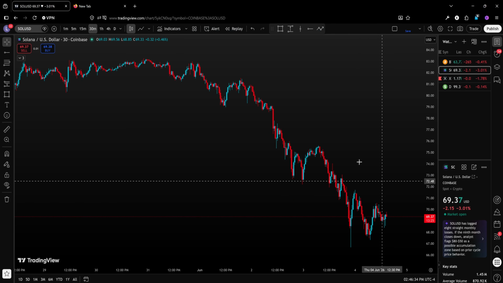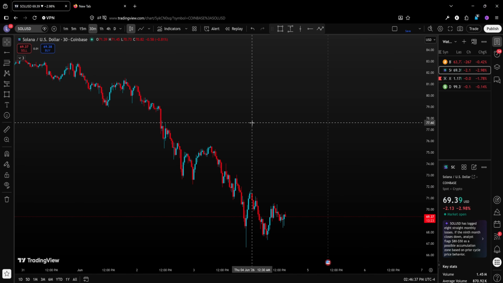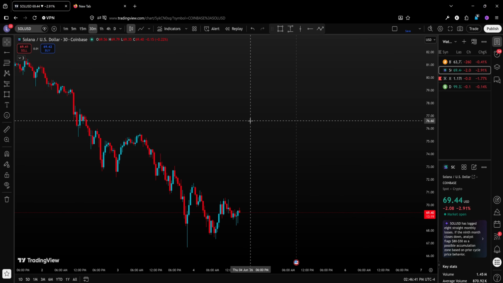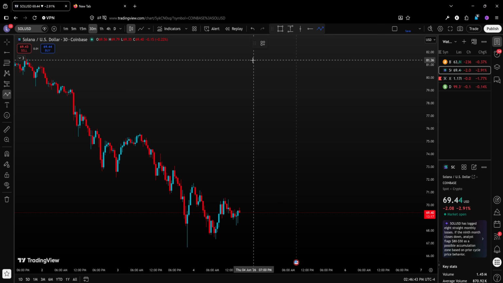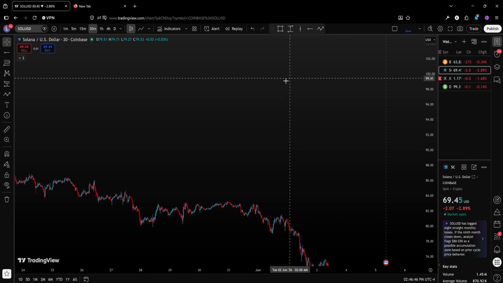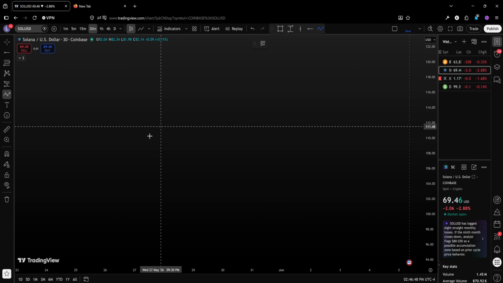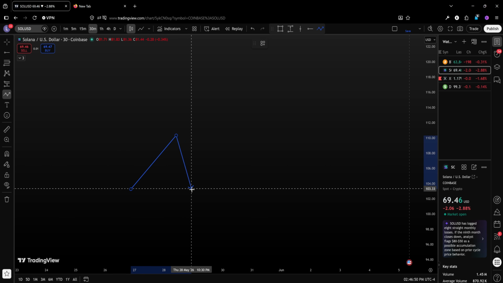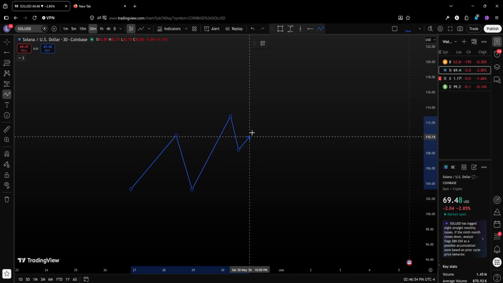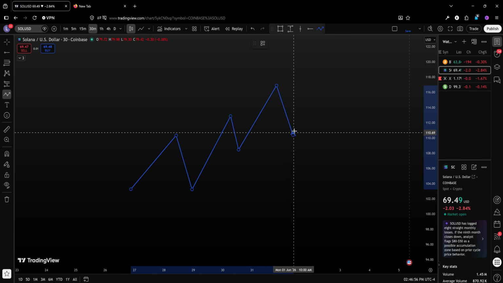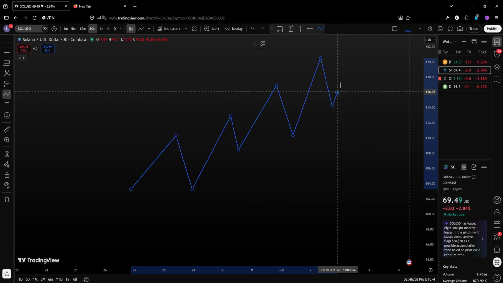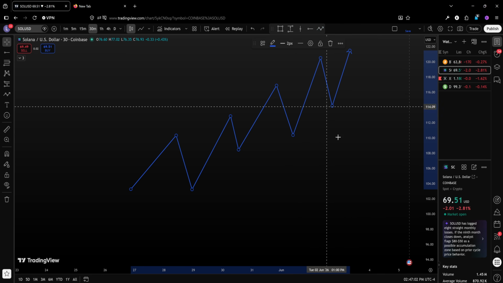All right, so now we're going to be looking at pullbacks. Pullbacks are basically when we're in a trend. Let's use an uptrend example. A pullback would be, we're in an uptrend, that would be the pullback into the longer leg, pullback, longer leg, pullback, longer leg. That's all the pullback is.